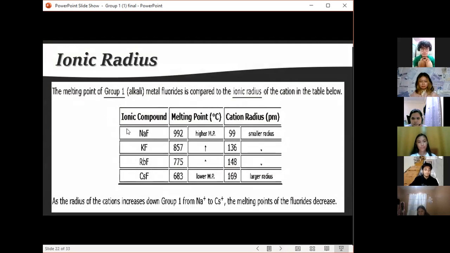As we can see from the table, the melting point of an ionic compound is higher when the radius is lower. For lattice enthalpy, when the ionic radius is higher, the enthalpy decreases, because when the ionic radius is higher, the bond is weaker.